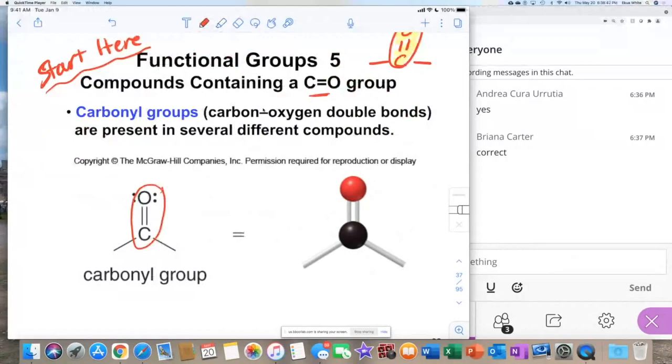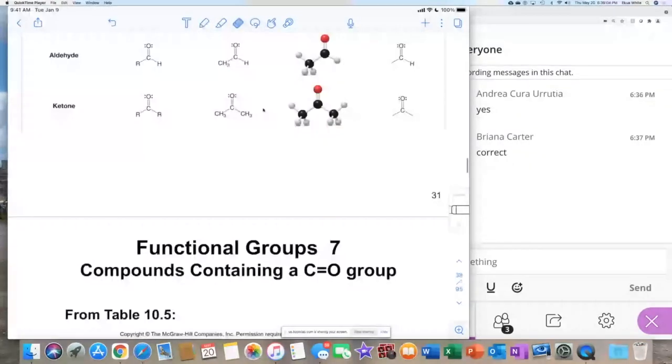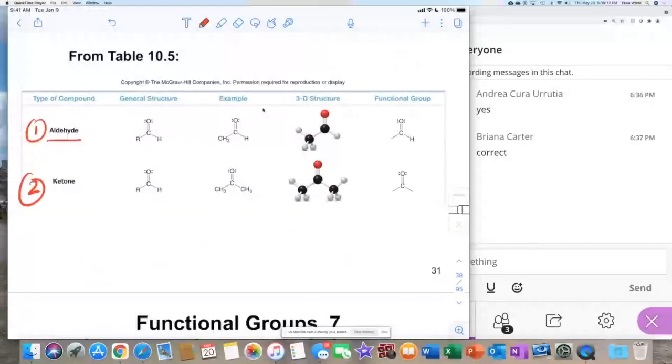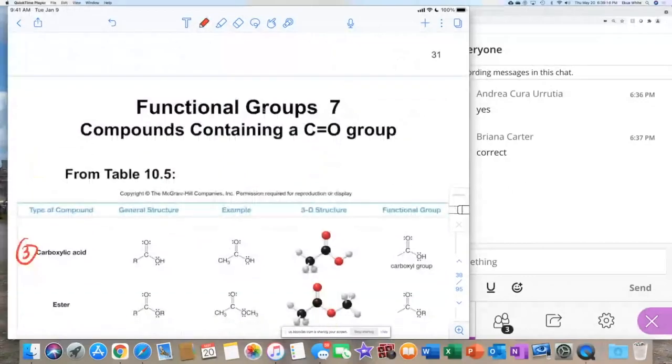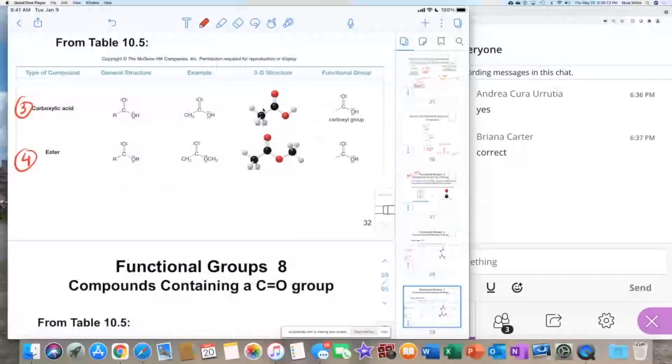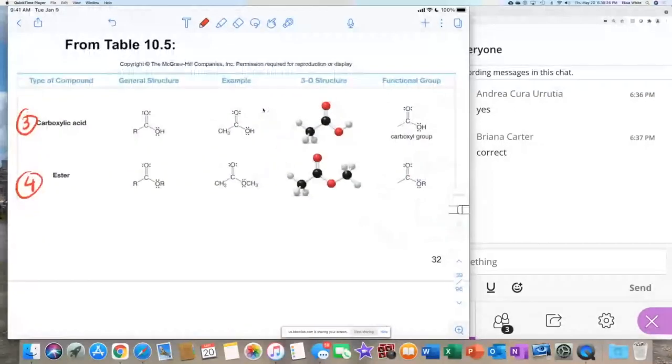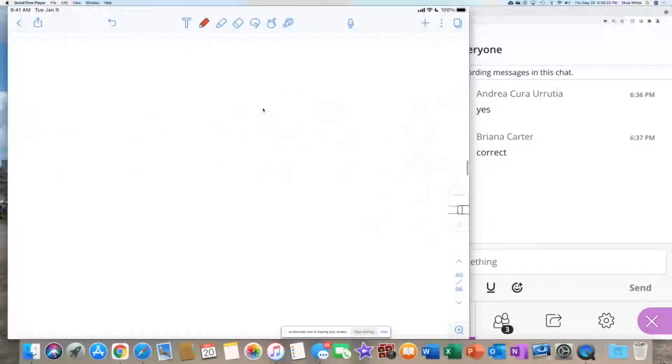Now, if you look at your textbook, it groups these together. You have this first one here, the second one. So you have aldehyde, ketone, carboxylic acid, and ester. All of these groups have carbonyl groups. So what I'm going to do is add a page here, talk about it, and then look at the PowerPoint as though it were a review. We're looking at the carbonyl group right here. From this group, the first group we're going to see, the functional group.